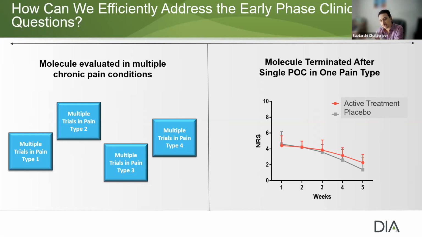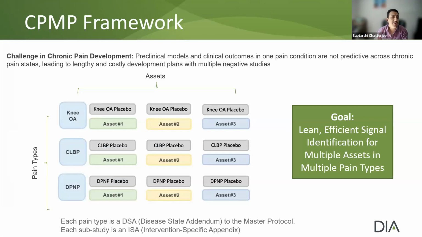As well as if we go to the right side scenario, where we just try only one POC, because of the budget constraint or some other condition, and we just try one molecule in one pain type in a single POC framework. At that POC, if that molecule fails, then that molecule is terminated after the single POC. So this is also not optimal. We are trying to find a little bit of balance between these two scenarios, and this is where we are today to answer that question.